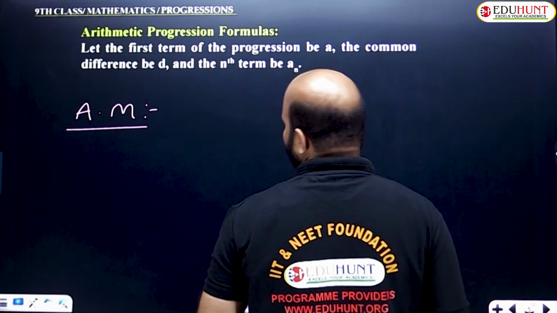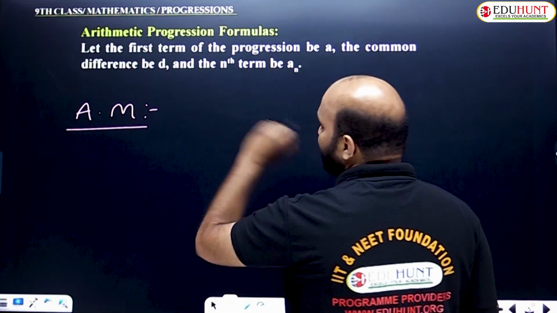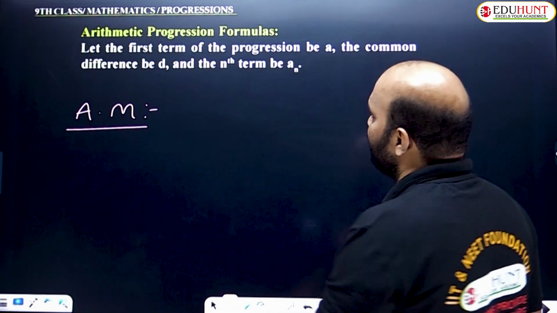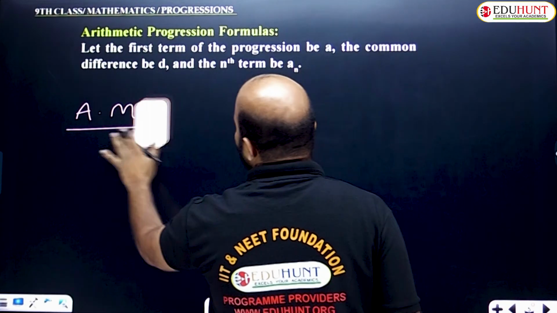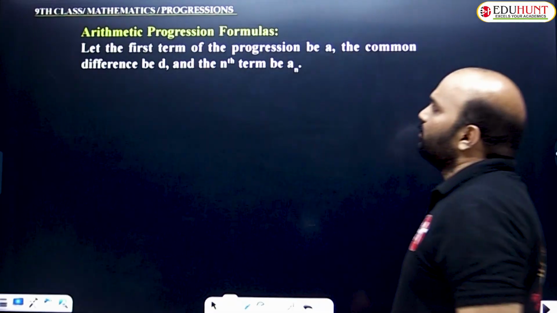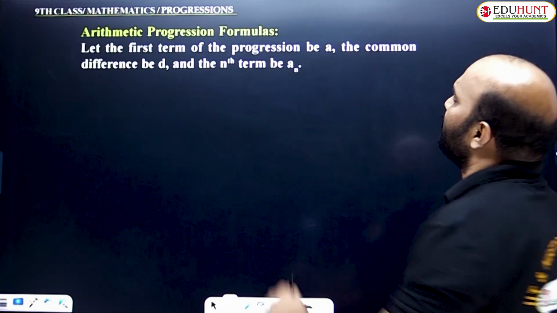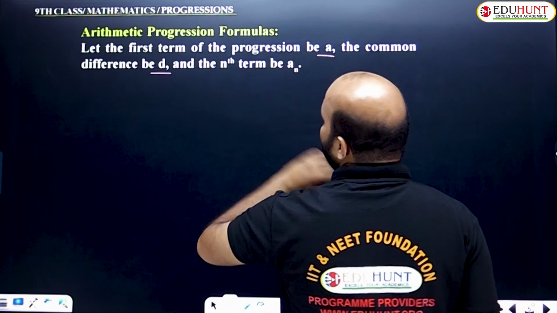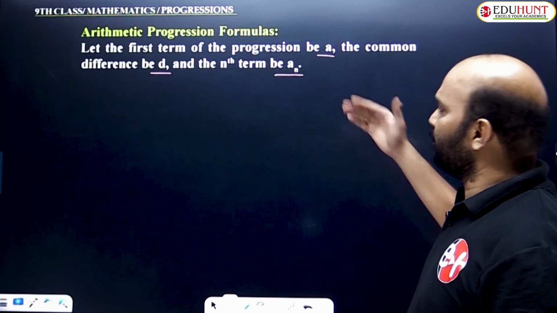In the sequence, if the common difference is equal, those terms belong to an arithmetic progression. Am I clear? So what is the definition of arithmetic progression? Arithmetic progression, AP. So next one, arithmetic progression formulas. Let the first term of the progression be A, common difference be D, and the nth term is An. The nth term is nothing but the last term, An.